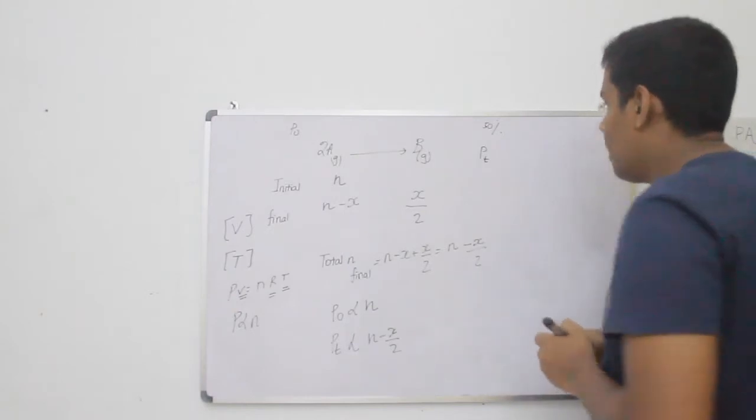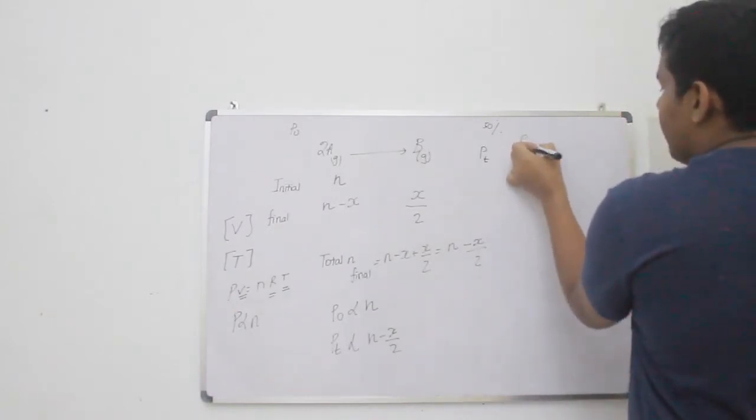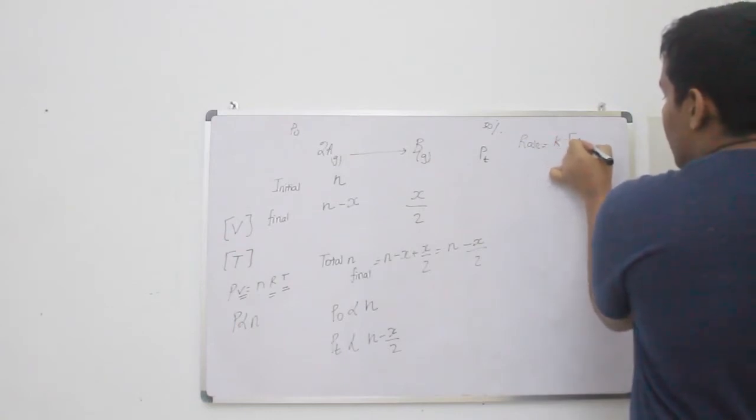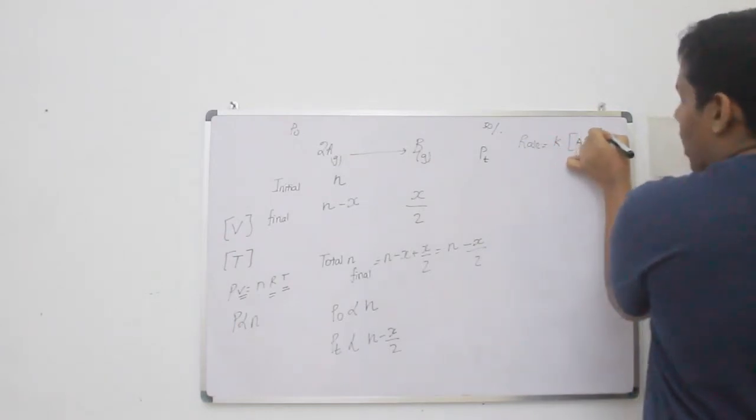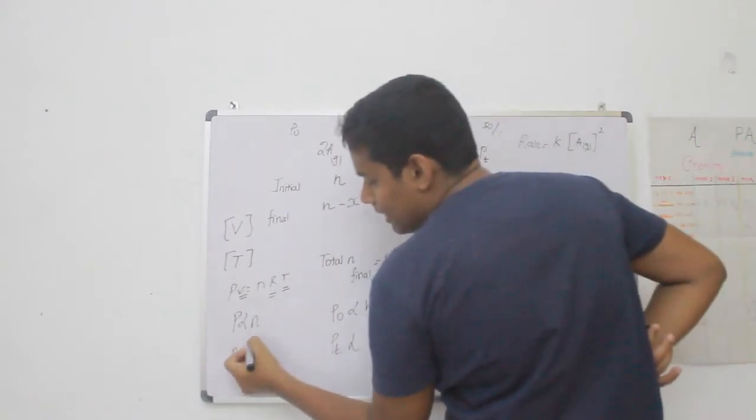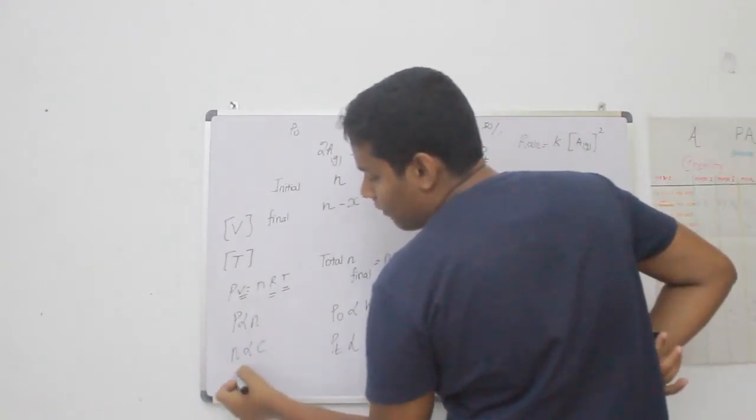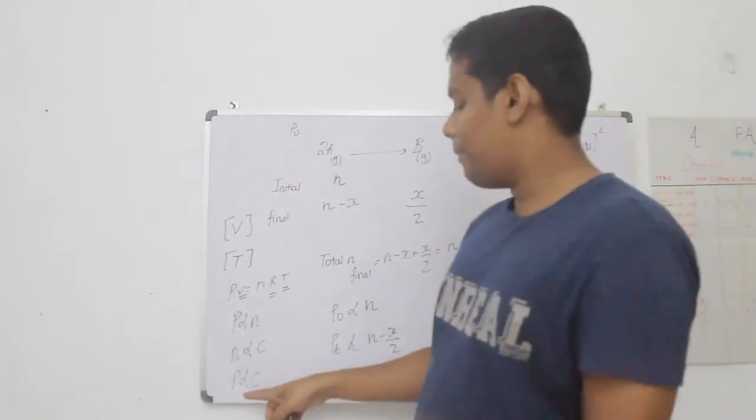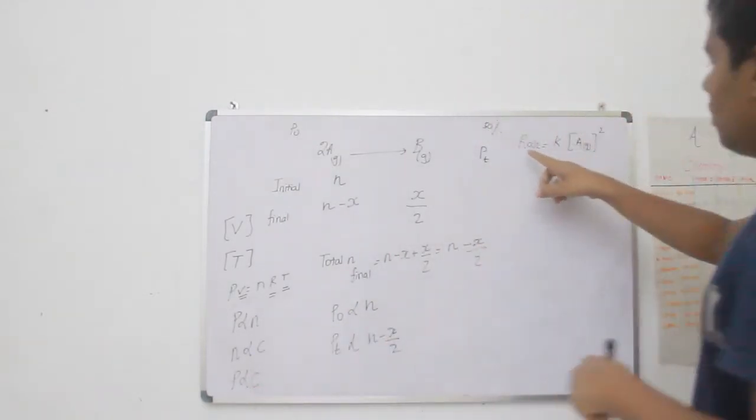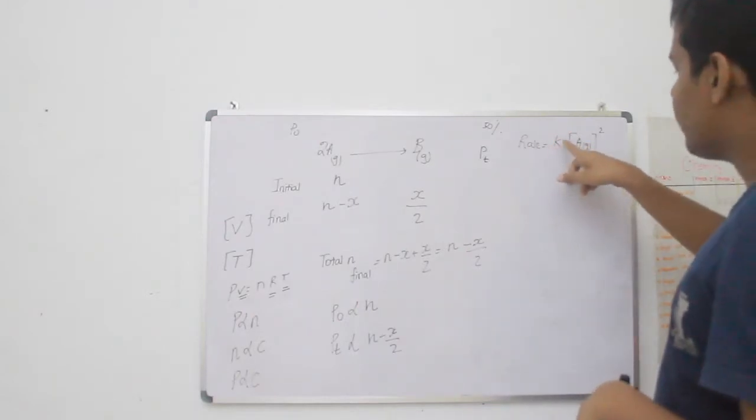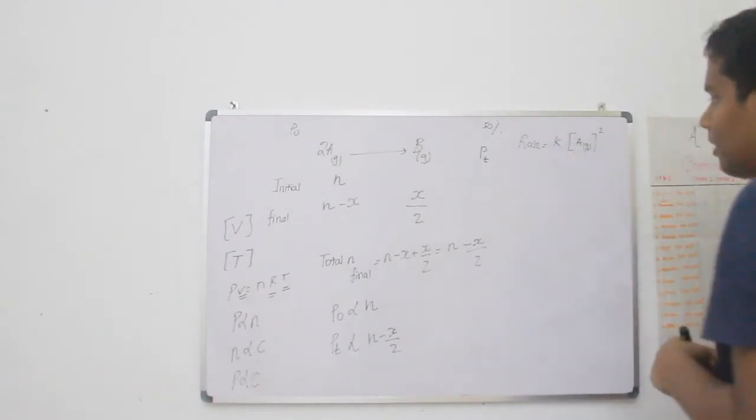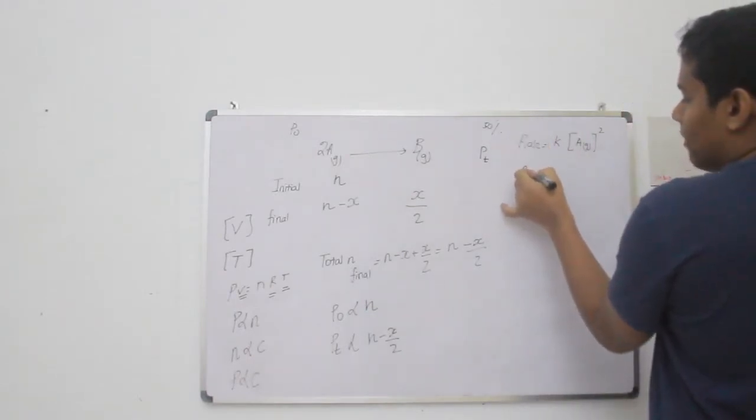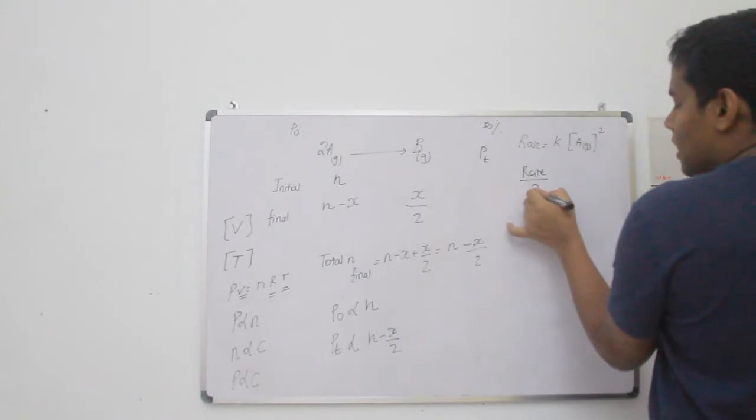Since this is an elementary reaction, rate equals K into the concentration of A gas squared. And N is directly proportional to concentration, so therefore P is directly proportional to concentration. So rate is directly proportional to K into A gas squared. And when the rate is 50%, it means the rate becomes half of the initial value.